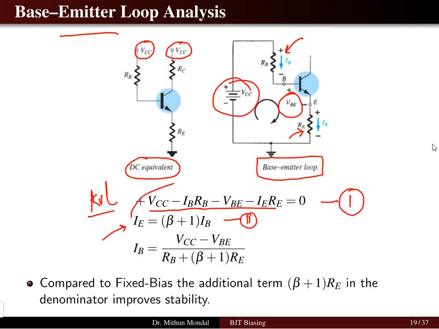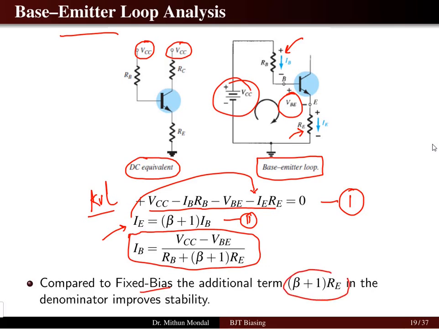So putting this equation in the first one, we get the base current. If we compare the base current with the fixed bias, there is an additional term appearing, that is, beta plus 1 into RE. This is in the denominator, which will improve the stability of the network. So the emitter bias network has one additional term in the denominator of the base current, and that improves the stability.